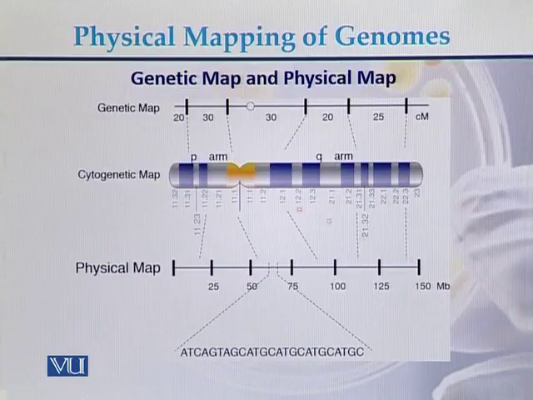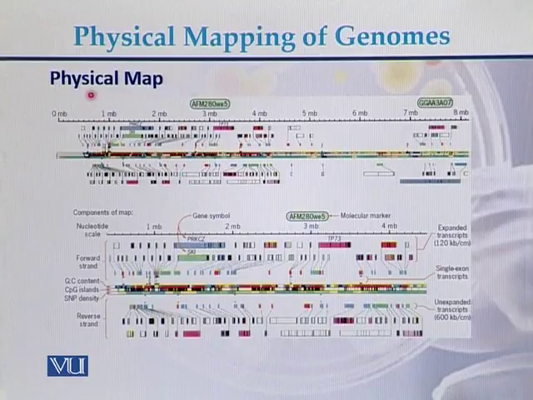This is another diagram in which we can correlate different maps like the genetic map, cytogenetic map, and the physical map. Genetic maps are usually in the form of centimorgans, and cytogenetic maps are in the form of banding patterns. This is the P arm and this is the Q arm, and here we can see the banding pattern on the chromosomes. But in the physical map, we can sequence the DNA and find the exact nucleotide sequence of the genomes, and we can also find the exact location of the genes.